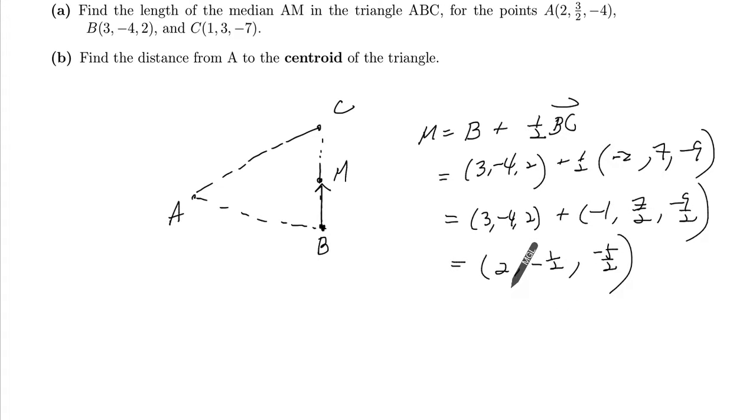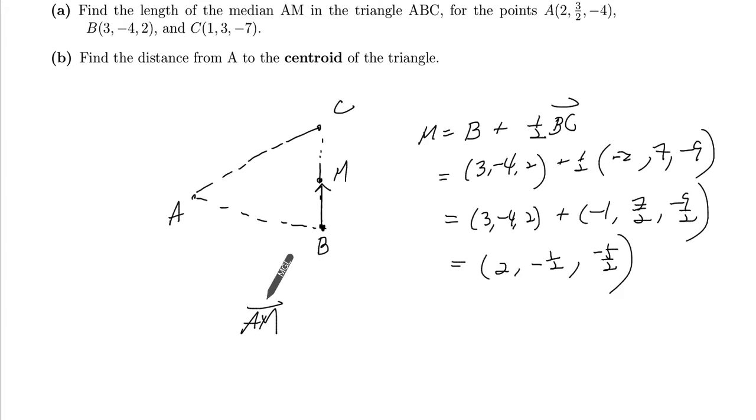Now, is that what you got? Okay. Good. So actually, this is the same thing as adding it and then dividing it by 2. Okay, so then we just have to find the length of the median. So let's get the vector AM now.